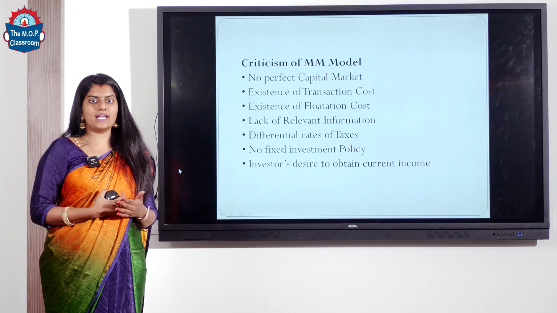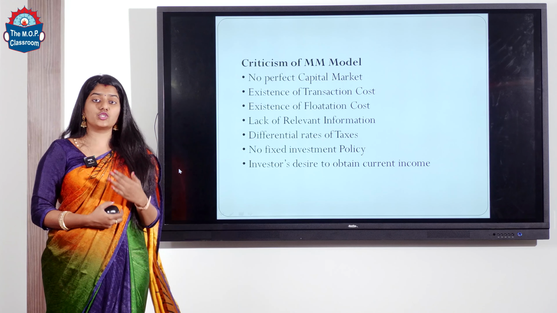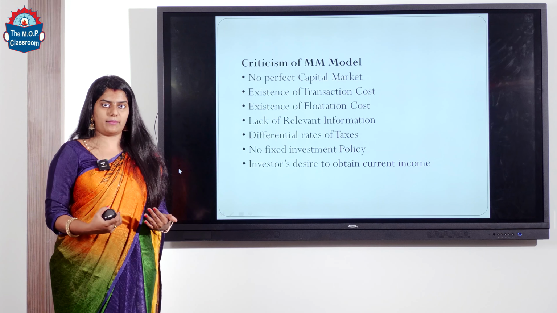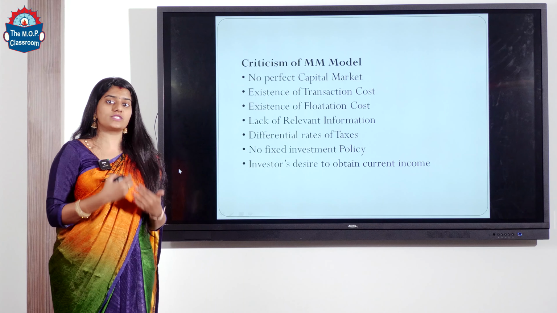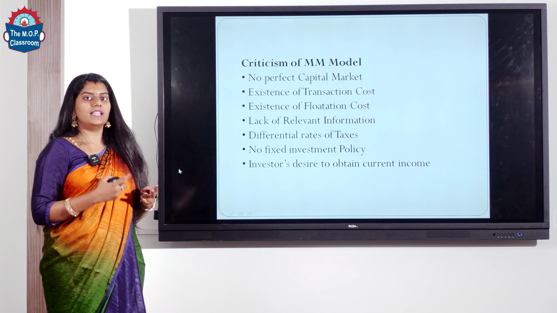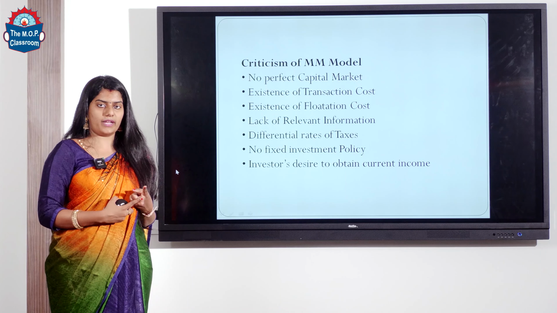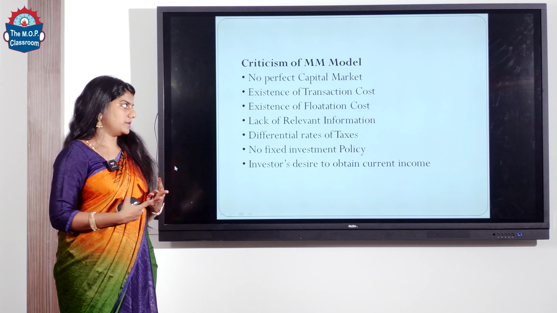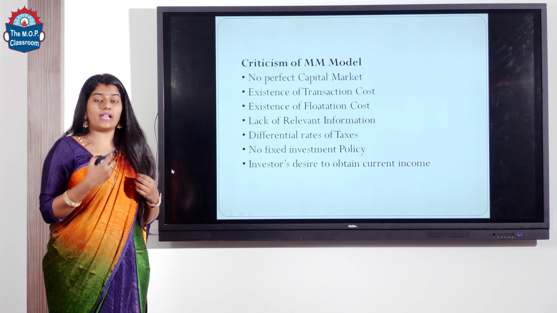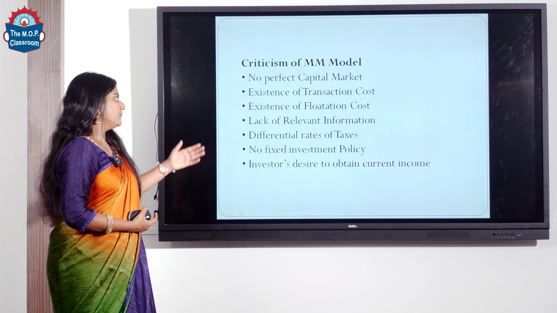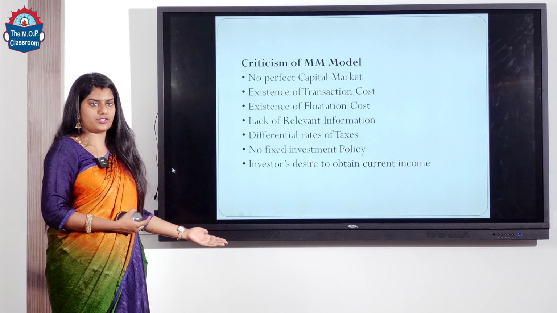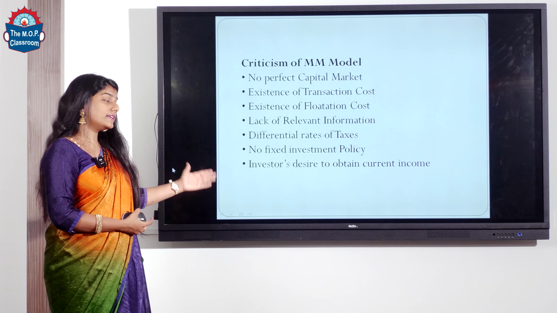Again, the M.M. model also has a few criticisms. The first one is that there is no perfect capital market available in the current scenario or in real life. So you cannot have a market where everybody knows about everything, where every information is given to everyone. So this is one problem. Second, there is always a transaction cost involved in the stock market and a flotation cost involved in the capital market. The third one is the lack of information. That is, people are not aware of the relevant information at the relevant time. And finally, there are no taxes, which has been assumed in the M.M. model, but in real life, we have different rates of taxes.